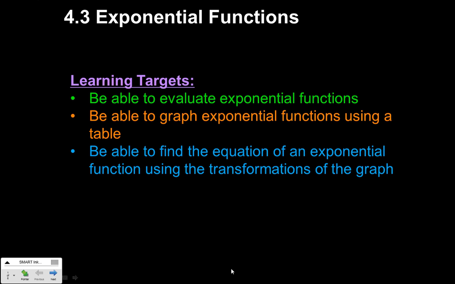All right, we're going to jump into section 4.3, exponential functions. We'll start it today in the video and then finish 4.3 in class. So our learning targets: the first one, be able to evaluate exponential functions; be able to graph an exponential function using the table; and then being able to find the equation of an exponential function using the transformations of the graph. So please make sure you have those learning targets written down in your notes.